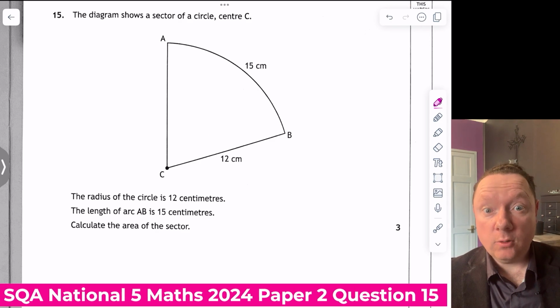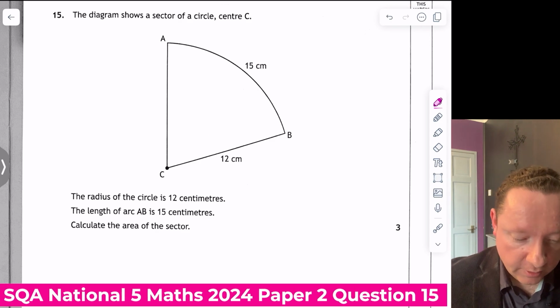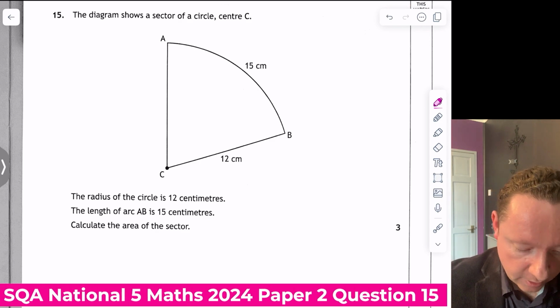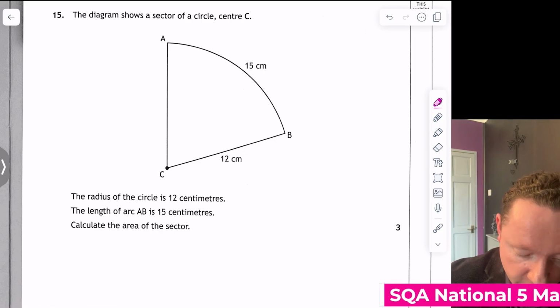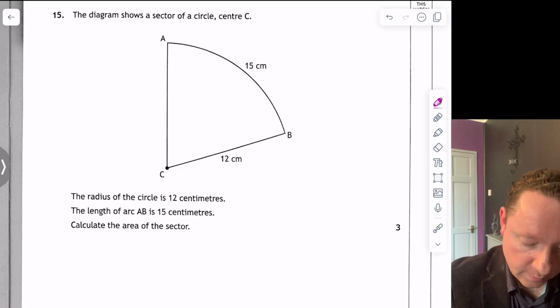SQA National 5 Maths 2024, Paper 2, Question 15. The diagram shows the sector of a circle, centre C. The radius is 12. The length of the arc is 15. Find the area. Well, that's a bit of a dodgy one.